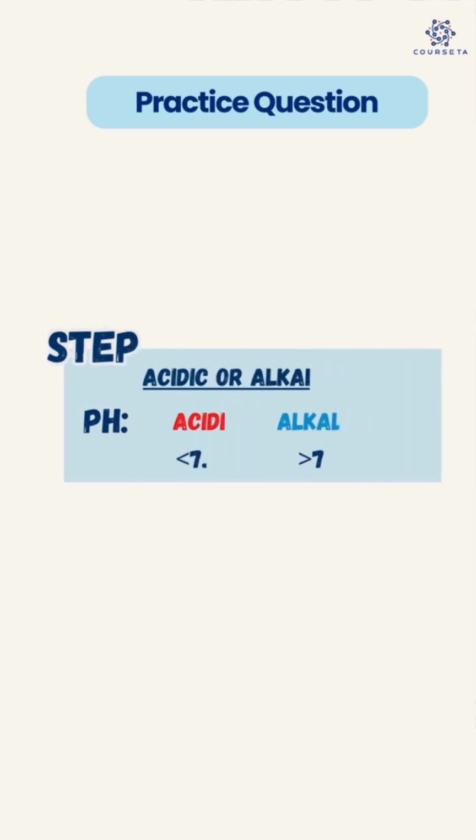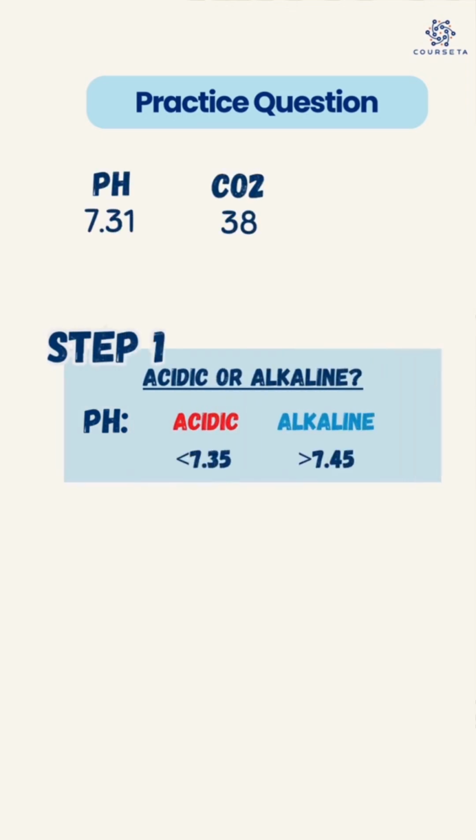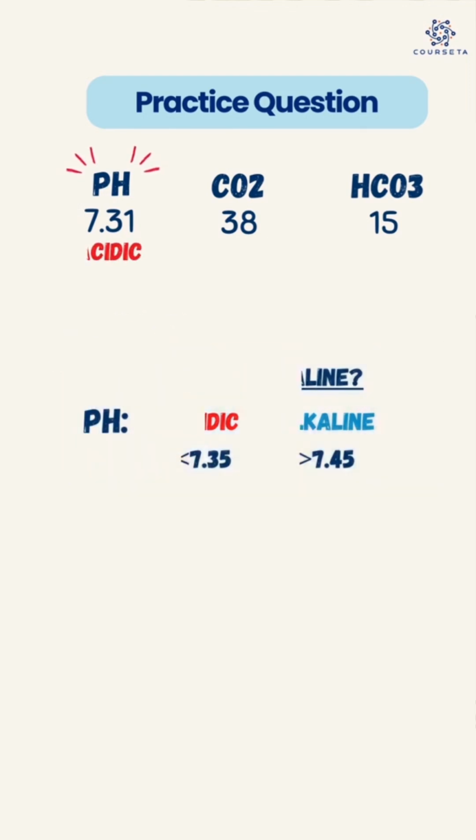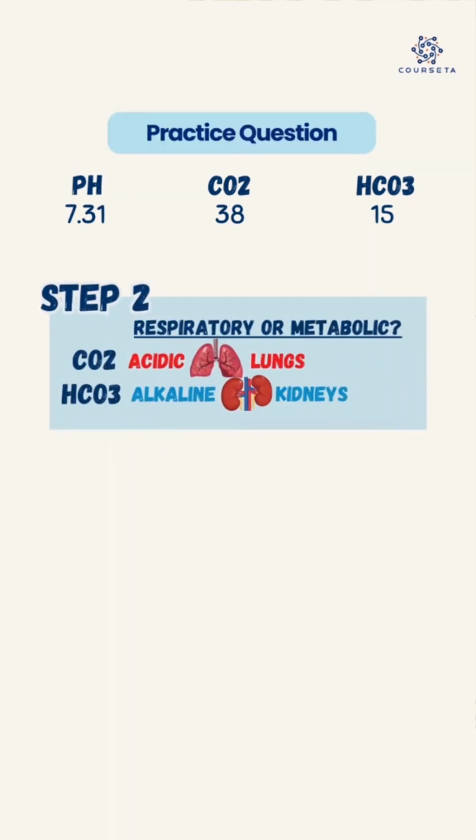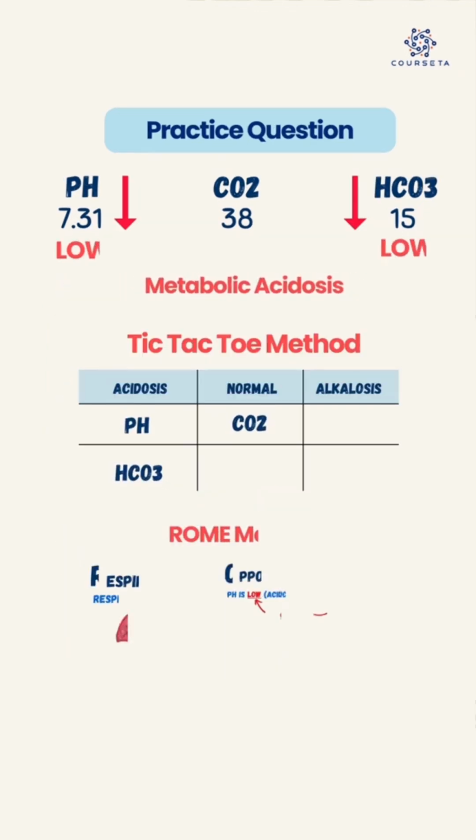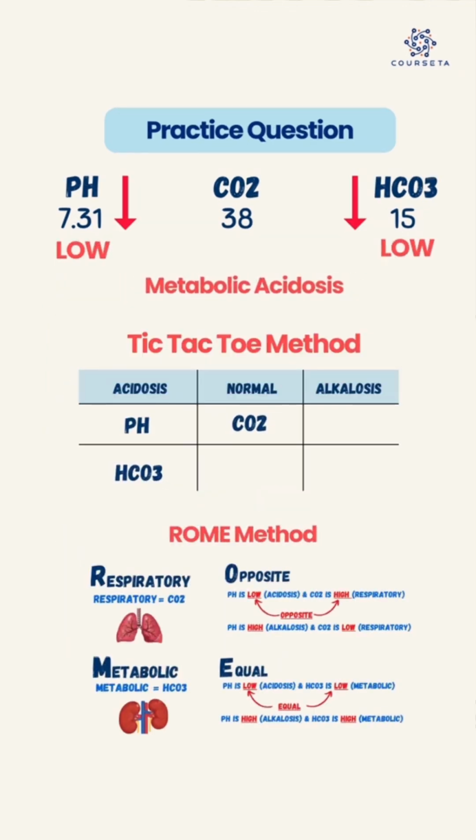Next one, we have a pH of 7.31, a CO2 of 38, an HCO3 of 15. All right, step number 1, acidosis or alkalosis. We have a pH that is below 7.35, so it is acidosis. Okay, step number 2, is it respiratory or metabolic? Using either method here, if you go through the steps, it's metabolic acidosis.